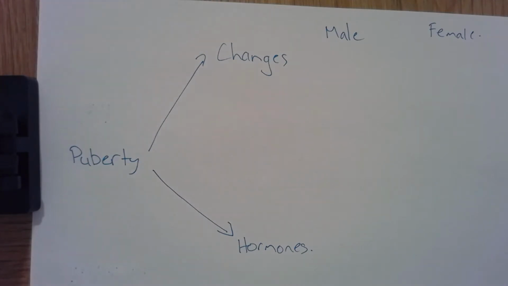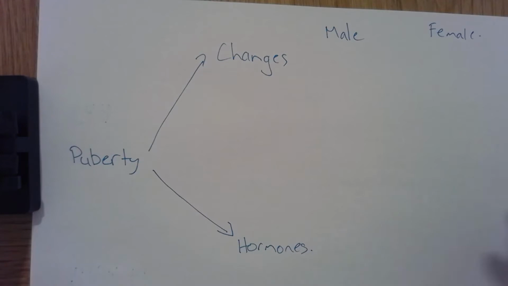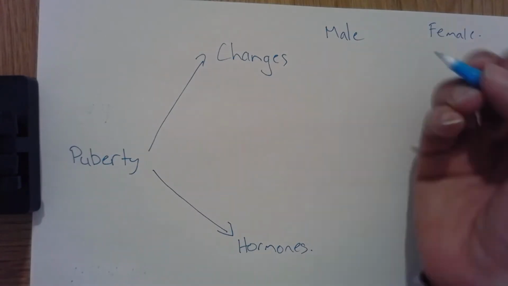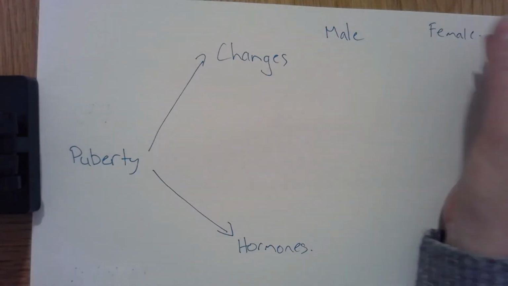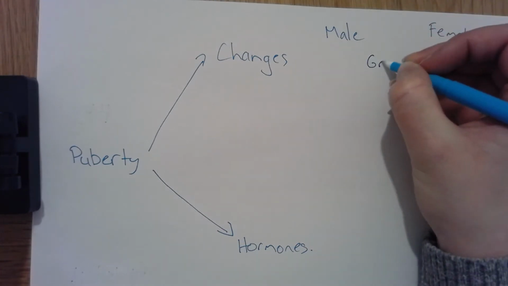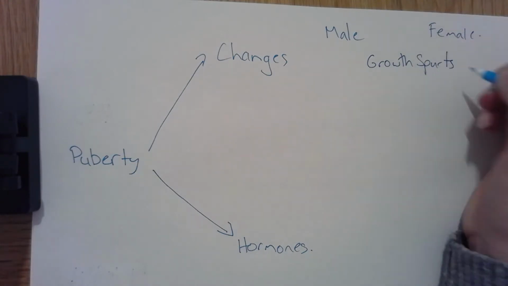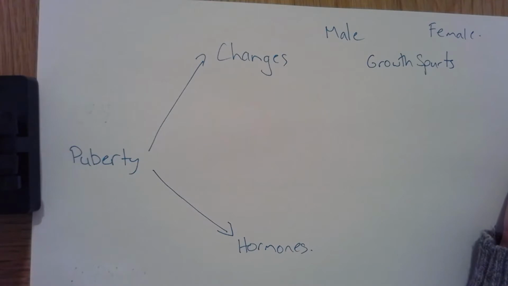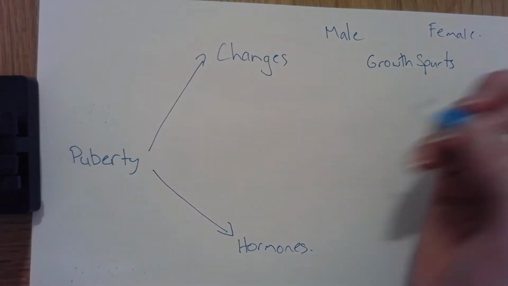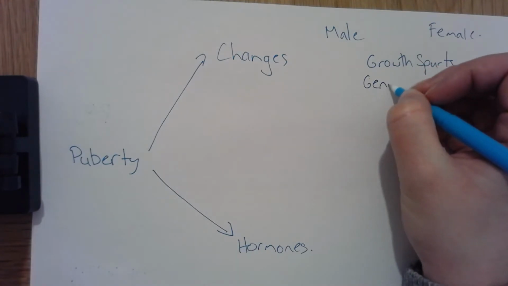But some of them are less common or less obvious, and so you might not be aware of them. So I'm going to start actually with changes in puberty that happen to both men and women, both male and female. So I'm going to write those across the middle. So in both, you get growth spurts, so tend to get much taller. In both, you get particularly growth of the genitalia.